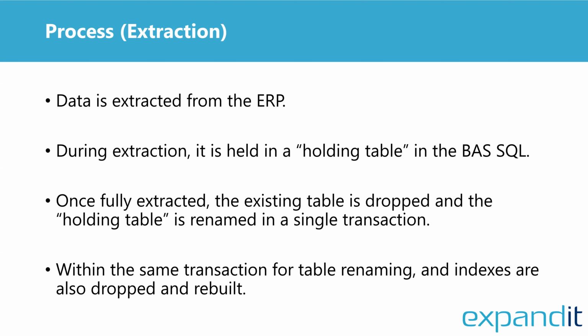So the benefit of this is it enables us to have no downtime for mobile clients or web clients. They don't see it, it's seamless, but it allows us to ensure that we have the correct data from the ERP system at all times back to the BAS SQL. Within the same transaction for table naming, indexes are also dropped and rebuilt at the same time. We're going to take a look at how we configure all of this, how we configure the data that's coming out, how we configure the naming of the pieces, how we configure indexes. All of that's going to be looked at. So this is our process of extraction.